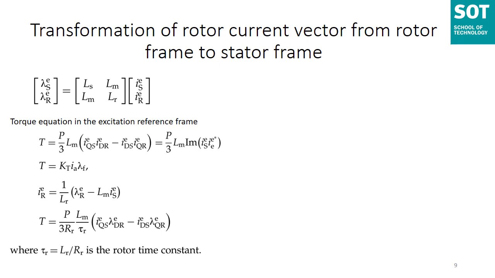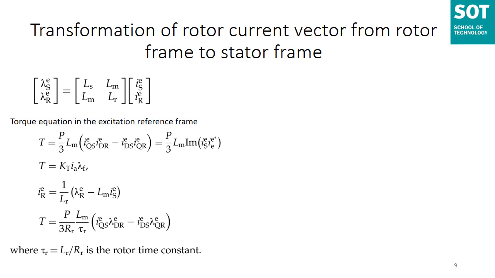Capital T is equal to KT IA lambda F. KT is again a constant depending upon the physical parameters of the motor. Hence, the torque of separately excited DC motors can be controlled by independently controlling the armature current and flux, because it is separately excited. To emulate this independent armature and field control characteristic of a DC motor, this torque equation is rearranged so that the torque is expressed in terms of the stator current and rotor flux.